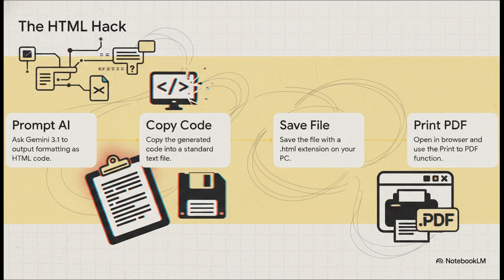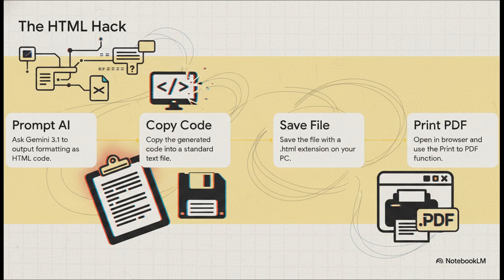Let me walk you through it. First, instead of asking for a PDF, you prompt Gemini to format the images using HTML code. Second, you simply copy that block of code it spits out and paste it right into a basic text file on your computer. Third, you save that file, but you change the extension at the end to .html. And fourth, you just double-click that file.